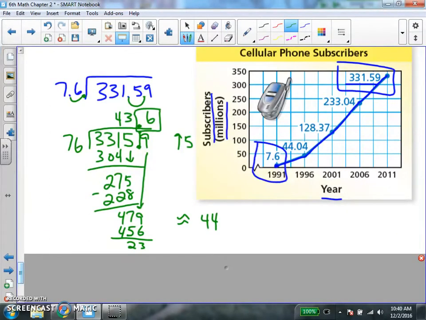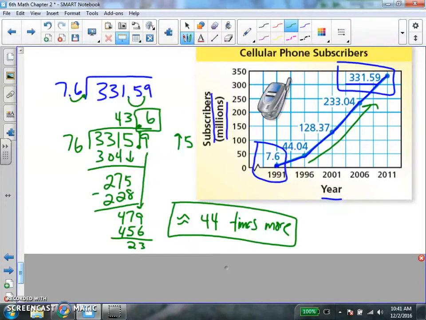Now think about this in the context of the problem. What is it asking us? How many more times cell phone subscribers were there? So our answer should be about 44 times more. Wow, 44 times more. Even if you think about how many 2 times more is, 44 times more. You can really see how cell phones have exploded in the past 10 to 15 years. Absolutely unbelievable.